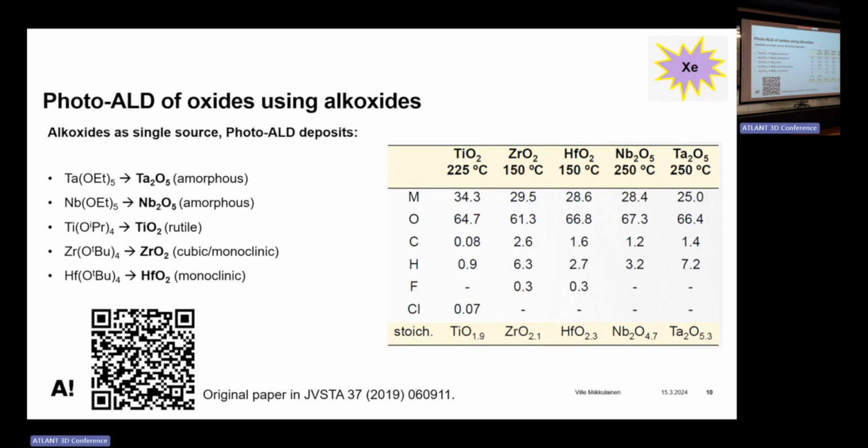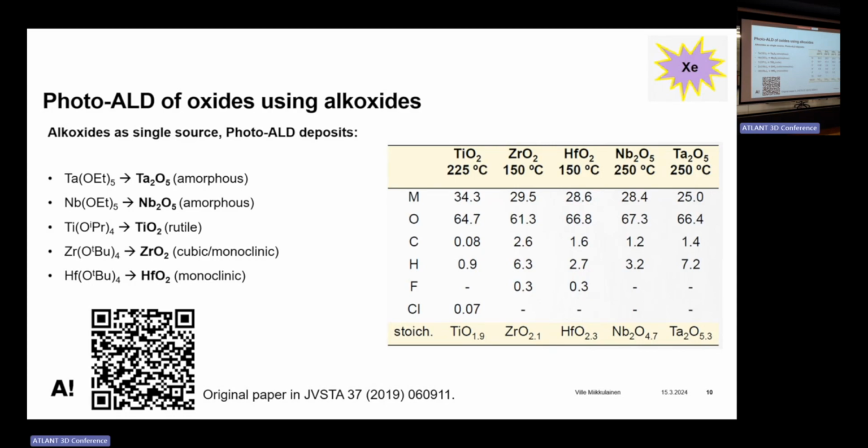And this alkoxide single source approach works for other metal oxides made from alkoxides. Basically, we tried all the volatile metal alkoxides that we could purchase. So in addition to tantalum oxide that deposits amorphous films, we deposited niobium oxide, also titanium dioxide that, by the way, produces rutile titanium dioxide, in contrast to the anatase phase that is obtained from the thermal process with water. And also zirconium and hafnium tert-butoxides.